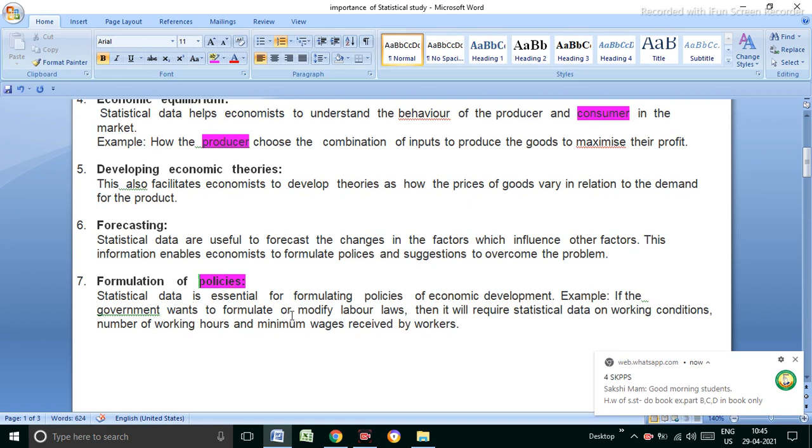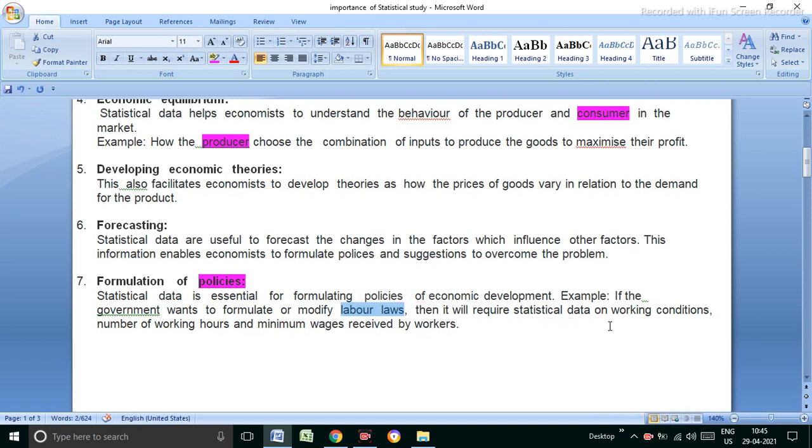If the government wants to formulate or modify labor laws, then it will require statistical data on working conditions. Obviously, labor law means they want to improve labor wages, they want to increase wages. At present the labor wage is 8,100 rupees, but the government thinks that this is not sufficient for a common person. So the government can modify or increase it. This is the formulation of policies. All this is possible.